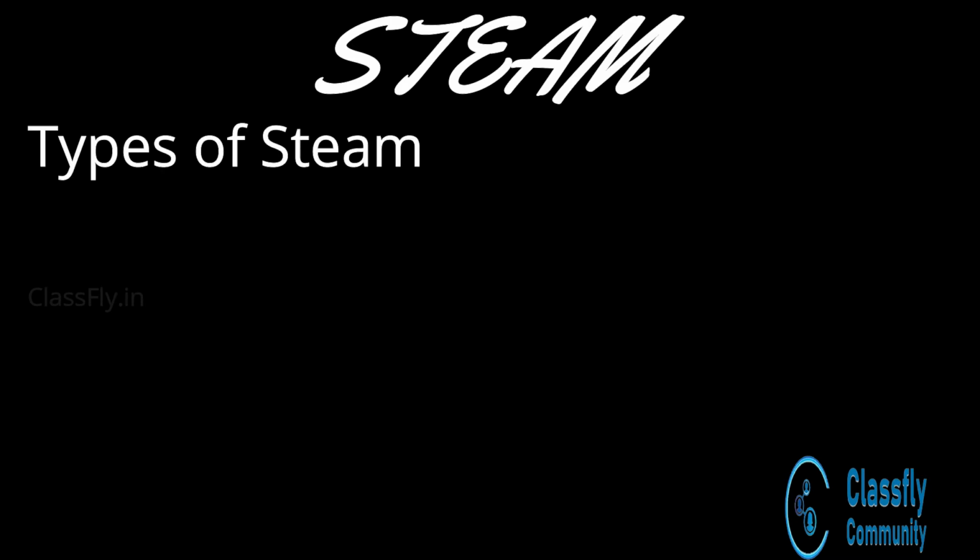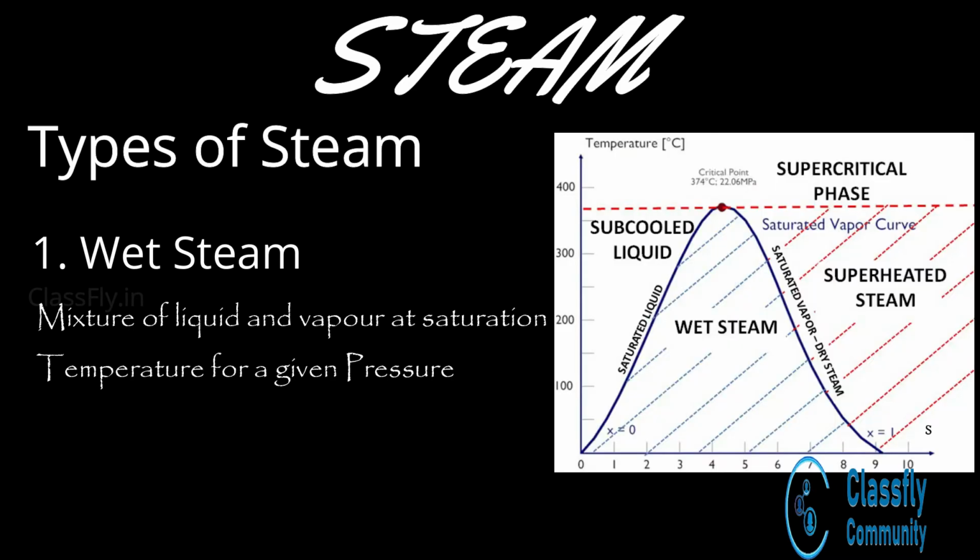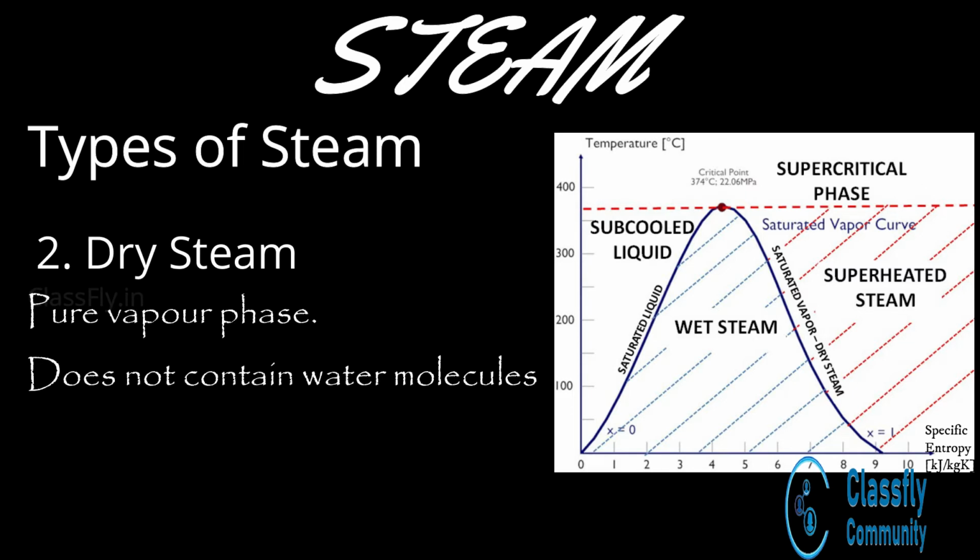Next, moving on to the types of steam. First, we have wet steam. Wet steam is a mixture which contains both saturated liquid and vapor which is formed at a saturation temperature for a given pressure. Here, the water particles have not yet absorbed the latent heat and hence result in a two-phase mixture.